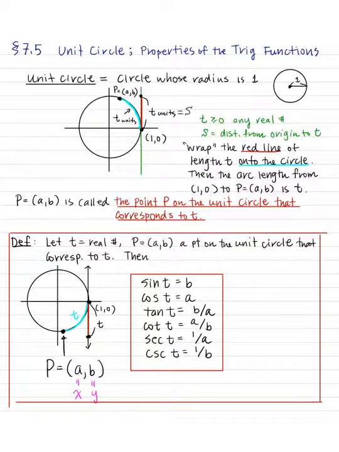Okay, so do you remember sine of theta was what? Sine of theta was b over r. And cosine of theta was a over r. So it's basically the same thing, but notice that our radius is 1. That's why this is going to become just b, not b over r.